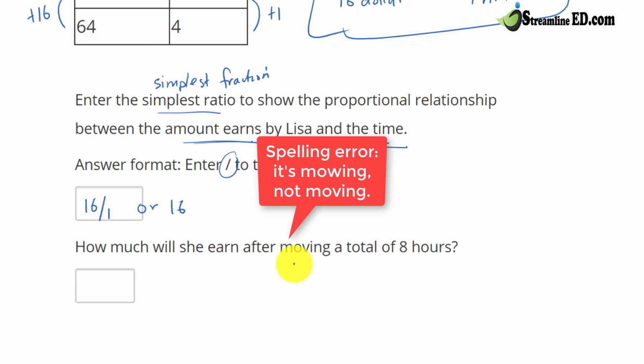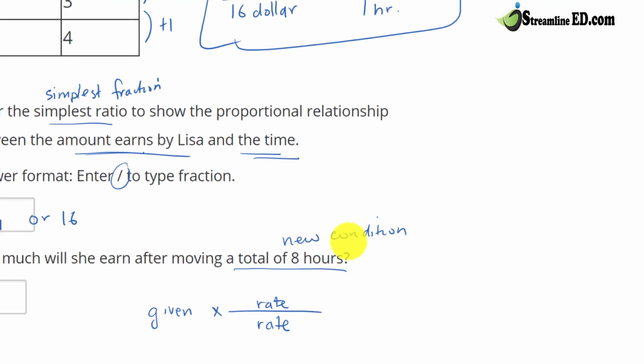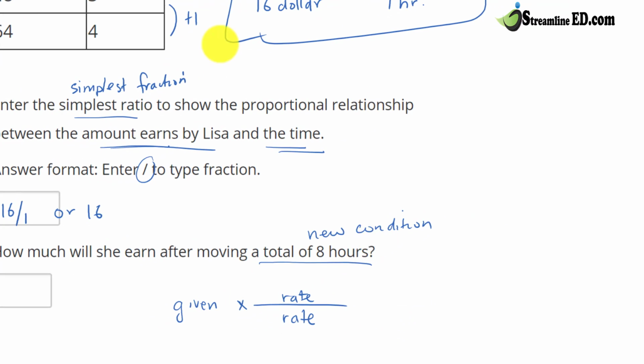Now let's continue to solve a more challenging part of this problem. How much will she earn after mowing a total of 8 hours? So this is our new condition. Remember, we have that pattern. We take our given new condition times our rate. In this case, if we look at this very carefully, right, that is our rate right here. So let me cross this out and solve this for you.